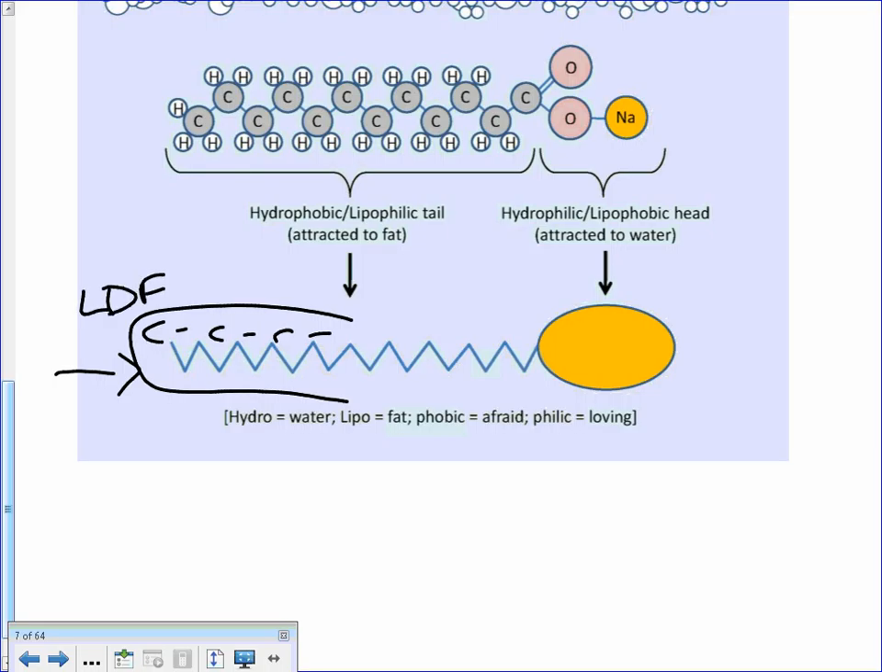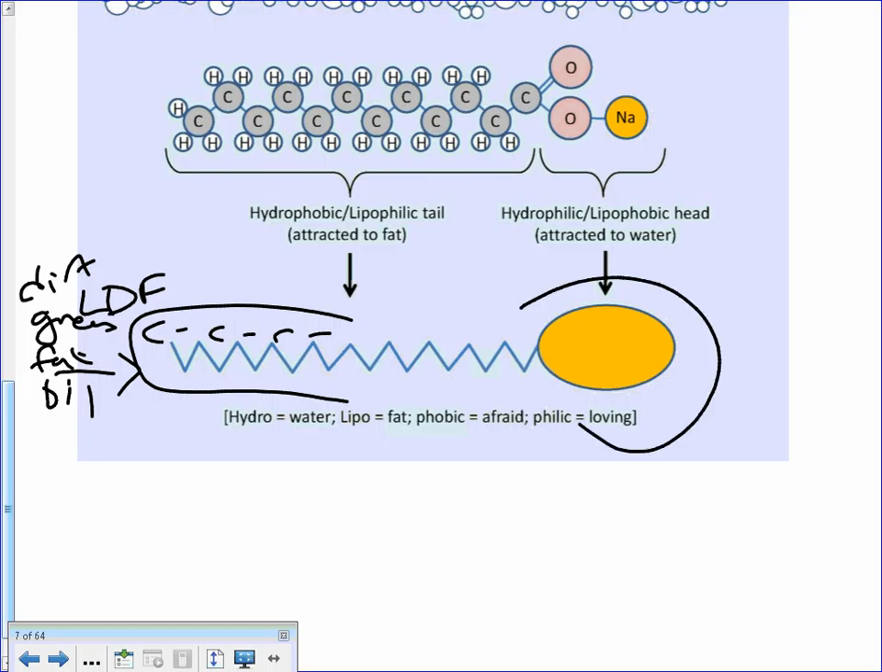London dispersion forces. And what is it? What is London dispersion going to interact with if you're cleaning something? Oils, dirt, fat, mayonnaise on your shirt. Okay. So dirt, grease, fat, oil. Okay, dirty stuff. And then what does this interact with? Water. This is the polar side, so this is going to interact really well with water.